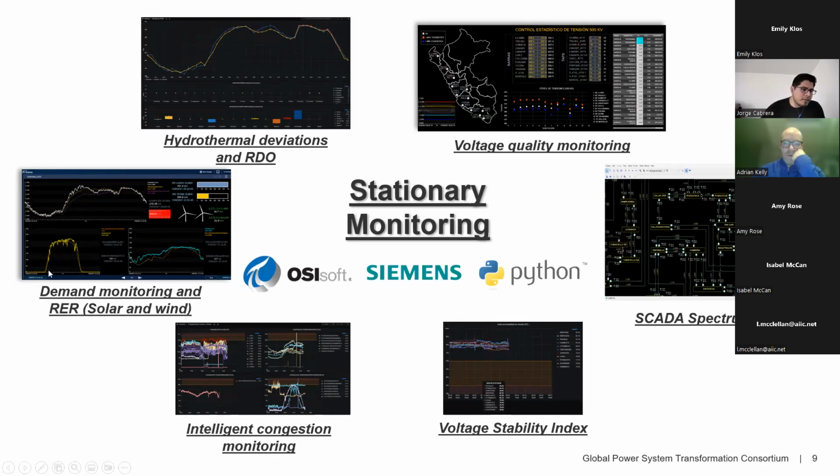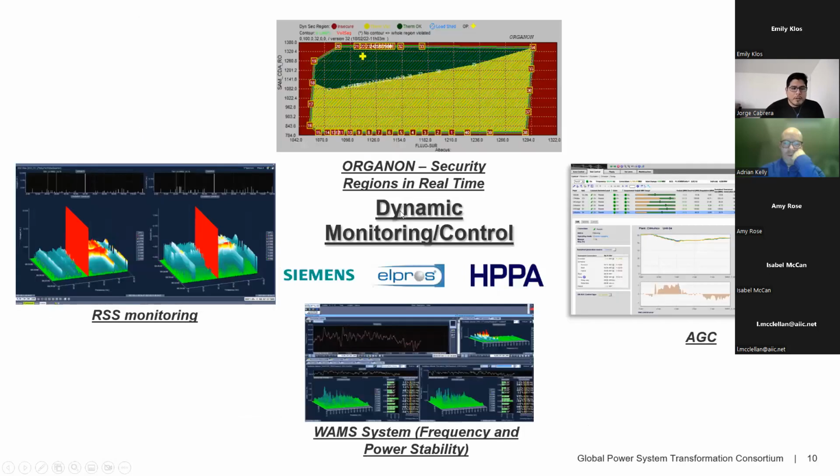Most important for us are solar and wind, as you can see in the figure. The other one is the dynamic monitoring and control. Regarding the dynamic monitoring, we have sub-synchronous resonance monitoring, one system for frequency and power stability, and Organon for security regions in real time. And for control, we have the AGC for the secondary frequency regulation.